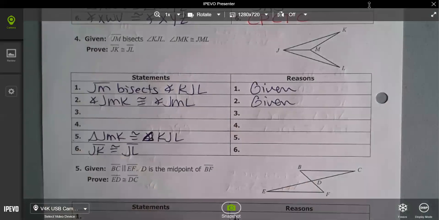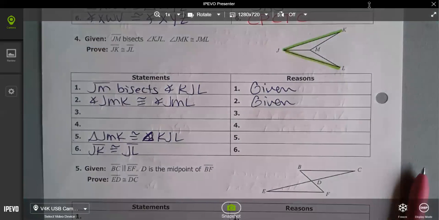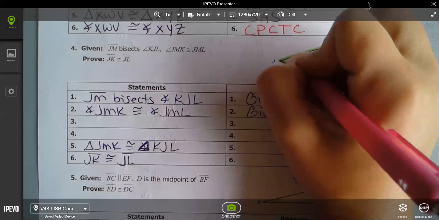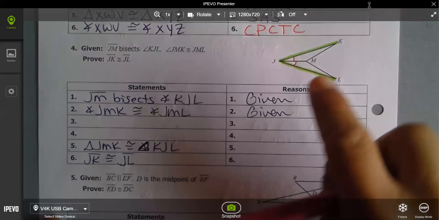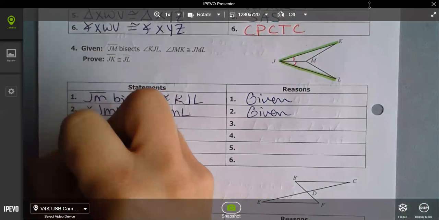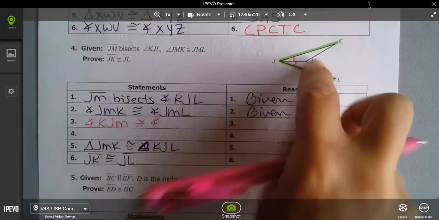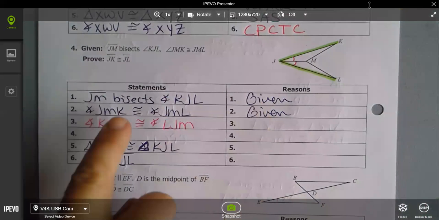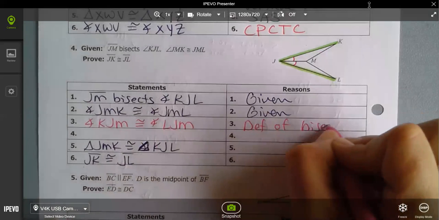All right, did you mark it? JM bisects angle KJL. What does it mean to bisect something? It means cut it in half. It means two equal angles. That's what that means. All right, what do I need to call it? Angle KJM, congruent to angle LJM. How did I know? Because I knew what the word bisects means. So this is the definition of an angle bisector.